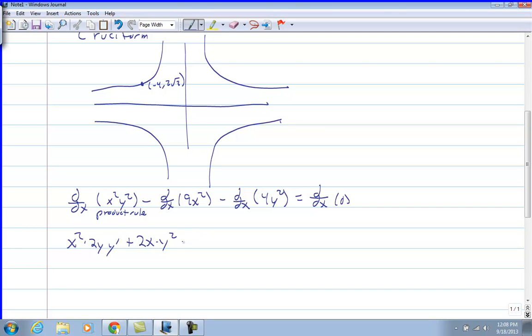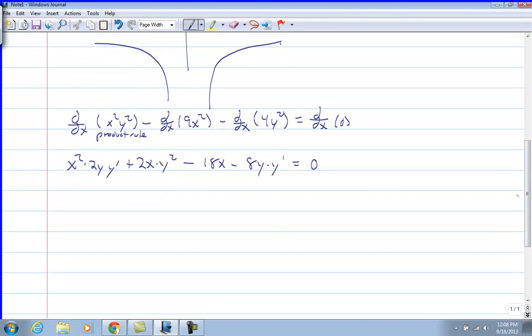Okay, minus the derivative with respect to x of 9x squared, which is 18x, and the derivative with respect to x of 4y squared would be 4 times 2 is 8y times y prime, and that's equal to 0.